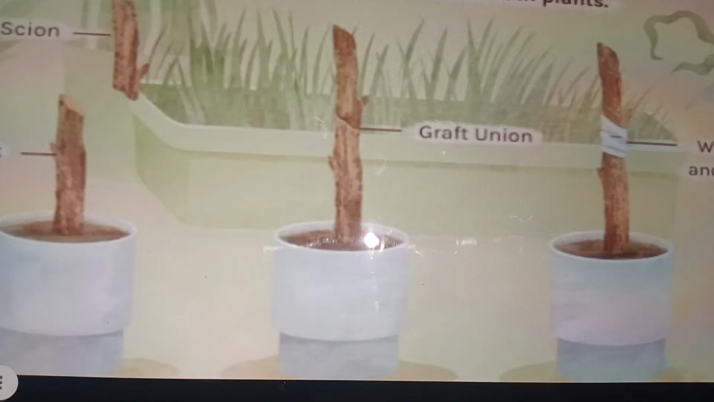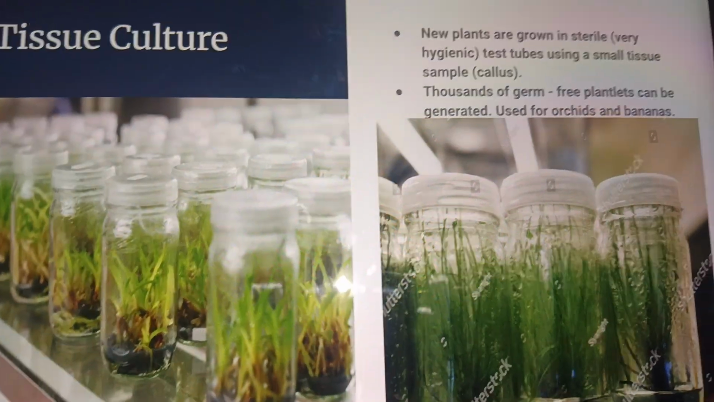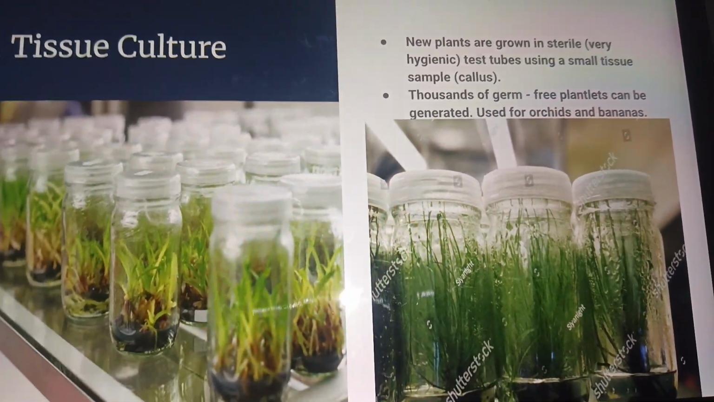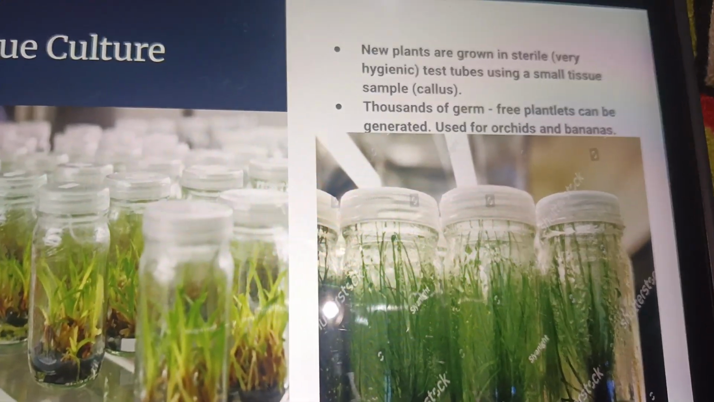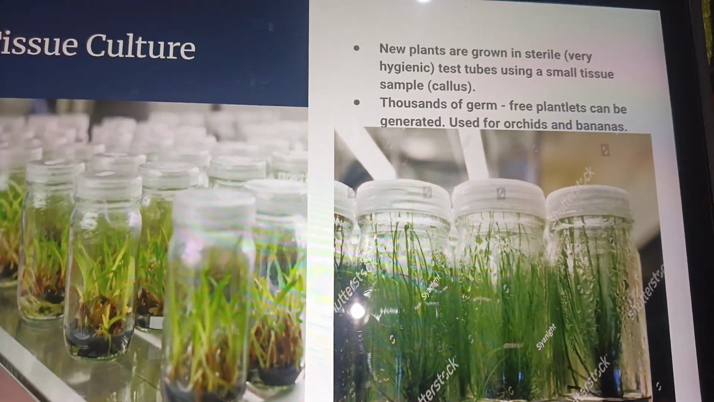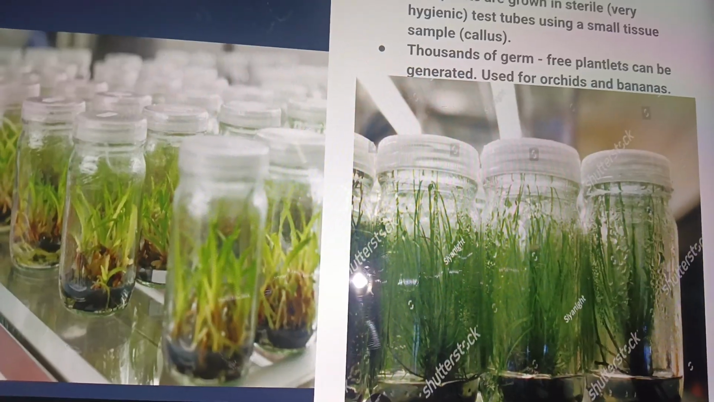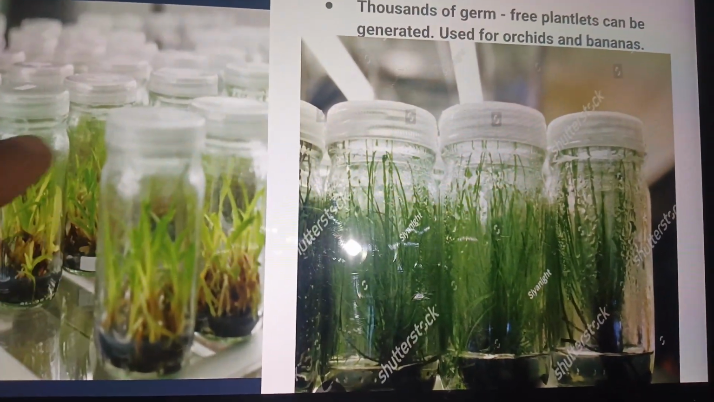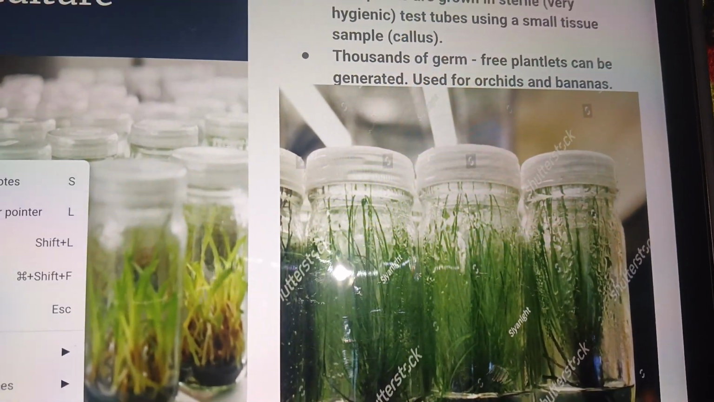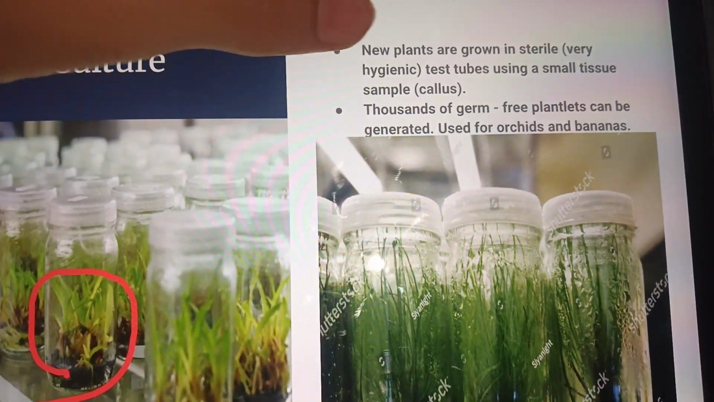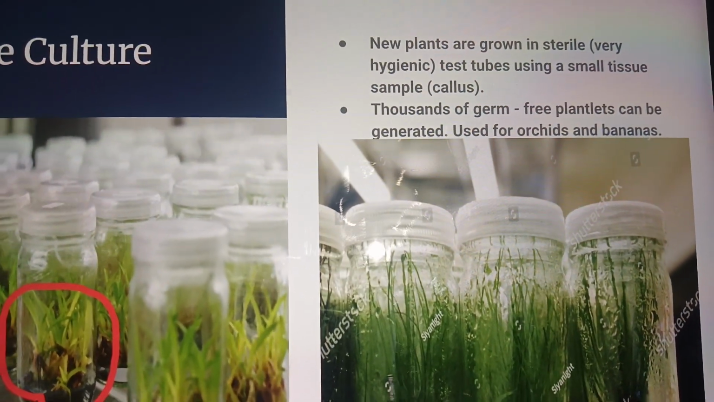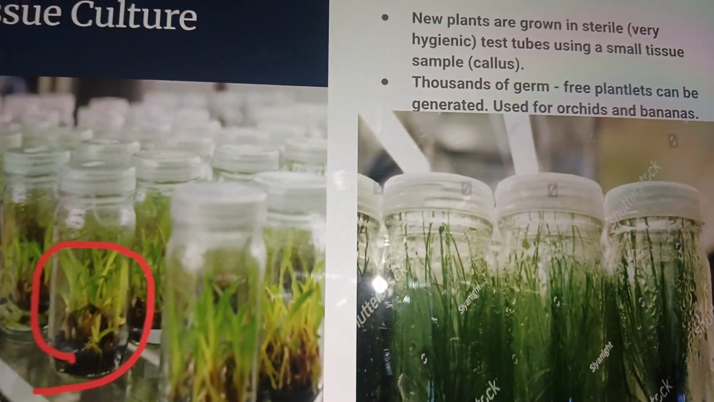Next, this is the photo of this. Next is tissue culture. I already explained that it is present in the test tube. The test tube is very hygienic so that it can be germ free. A small tissue is placed in the test tube, which is known as callus. See, this is callus. Is that clear? Thousands of germ-free plantlets can be generated, used for orchids and bananas.